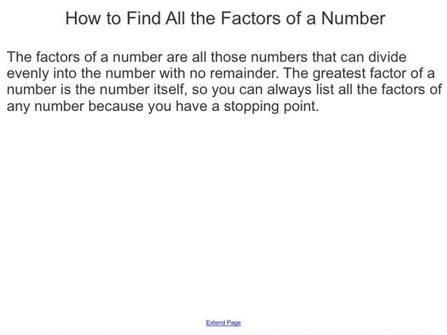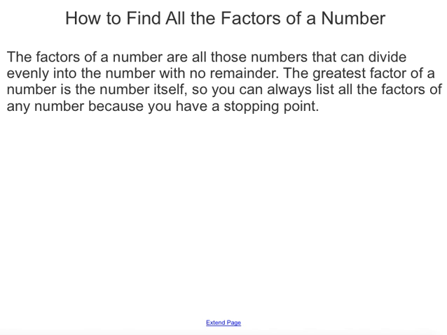So how do we find all the factors of a number? The factors of a number are all those numbers that can divide evenly into the number with no remainder. The greatest factor of a number is the number itself. So you can always list all the factors of any number because you have a stopping point.